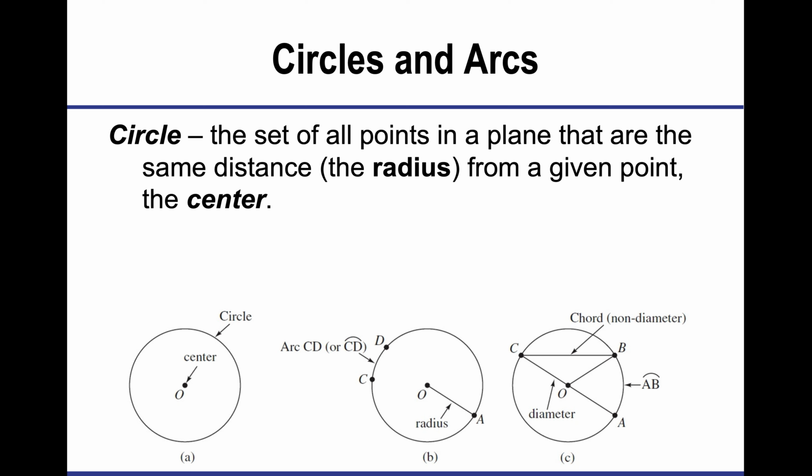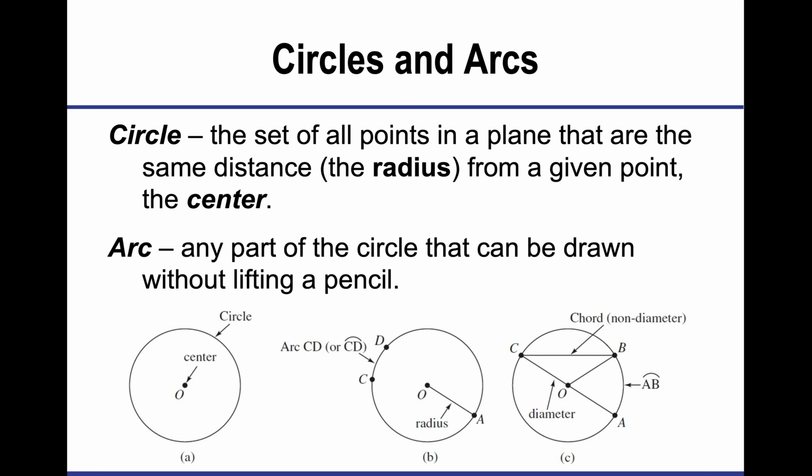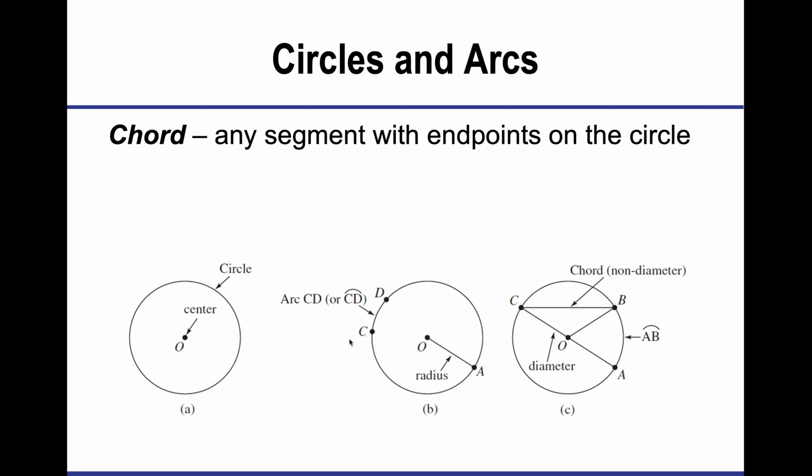If I'm dealing with a circle, we use a lot of information with circles in geometry. So a circle is the set of all points in a plane that are the same distance, i.e. radius, from a given point, which is the center. An arc is a part of that circle that can be drawn without lifting a pencil. And it's shown with the arc, the little U there over CD.